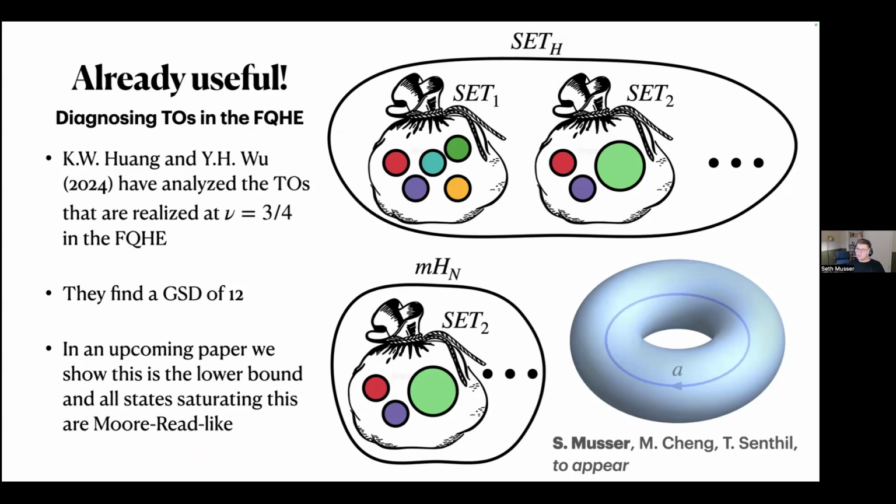So hopefully this makes the case to you that minimal order is useful, and especially if you're doing numerics, can be a really useful tool to trying to figure out what you're seeing.